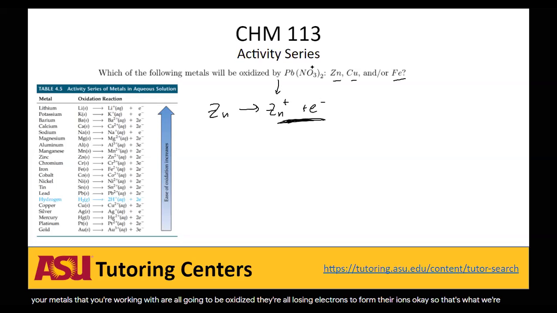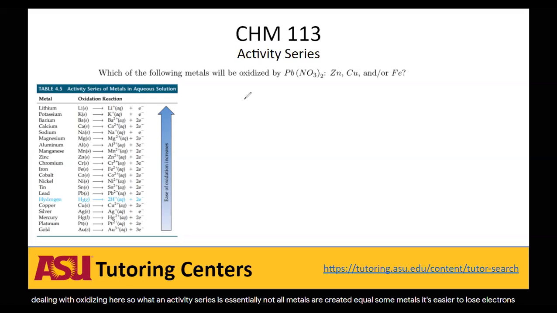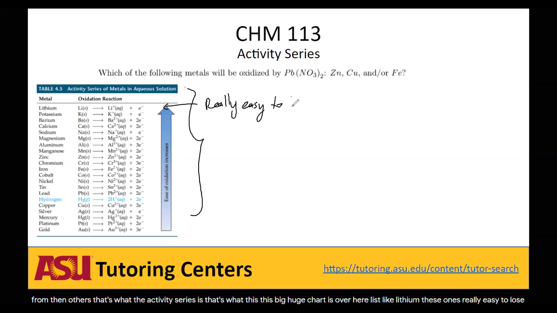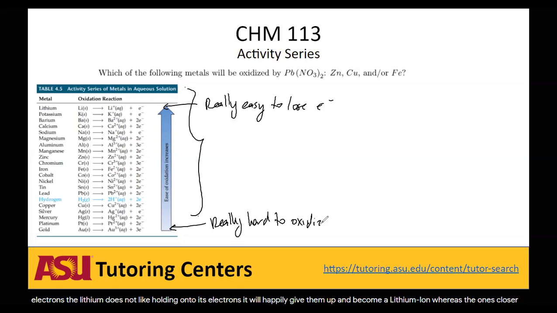So what an activity series is, essentially, not all metals are created equal. Some metals it's easier to lose electrons from than others. That's what the activity series is. That's what this big, huge chart is over here. The ones at the top of the list, like lithium, are really easy to lose electrons. Lithium does not like holding on to its electrons. It'll happily give them up and become a lithium ion. Whereas the ones closer to the bottom are really hard to oxidize. Those like gold, platinum, they will hold on to their electrons with all their might. It would take an incredible amount of energy to separate them from their electrons and to form them into ions.